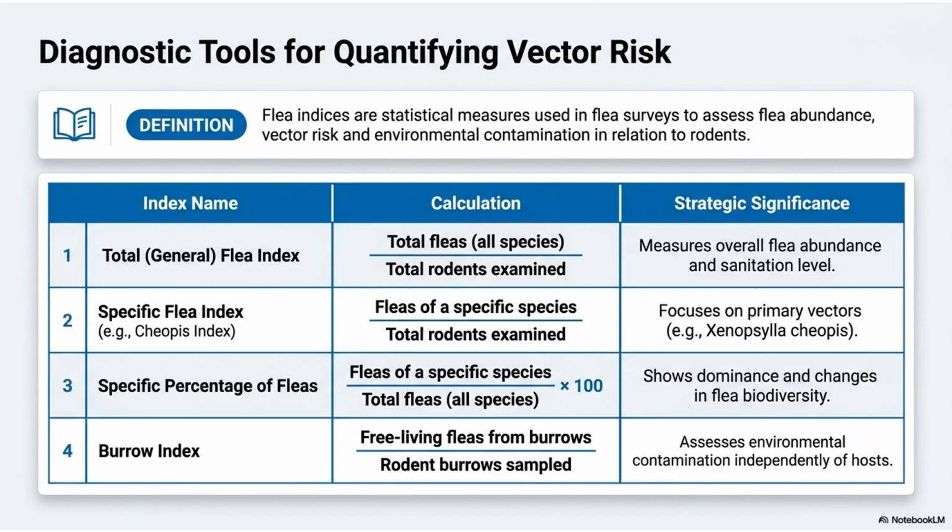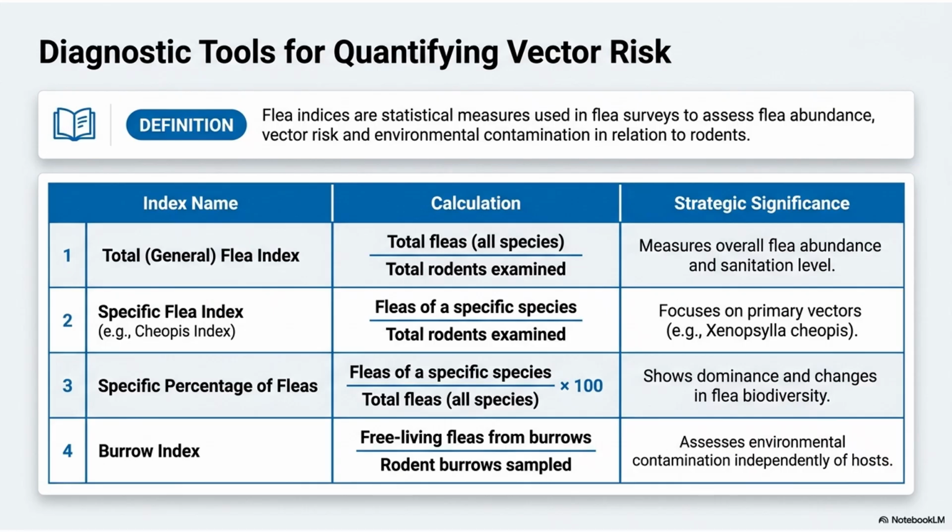Now we will see the different indices which we use, the flea indices. The first one is the total or general flea index. This is nothing but the average number of fleas of all species per rodent. That means it counts all the species of fleas. So, for all the species of fleas per rodent, how many are there? It is calculated with the formula of total fleas of all species by total rodents examined. So it will give how many fleas of all species are there per rodent.